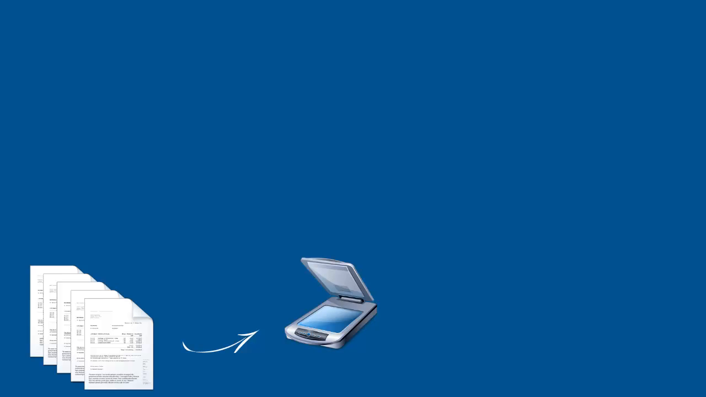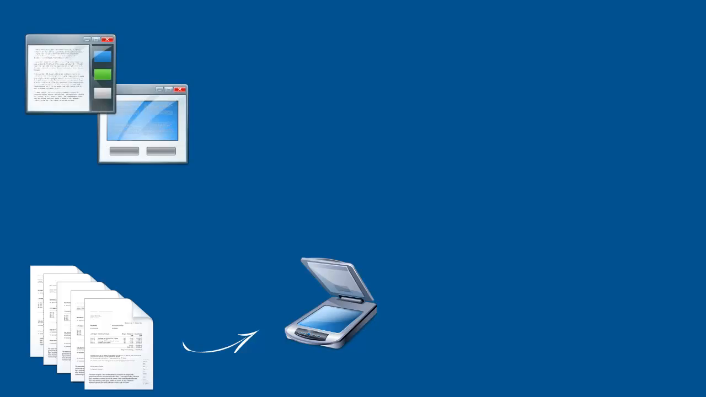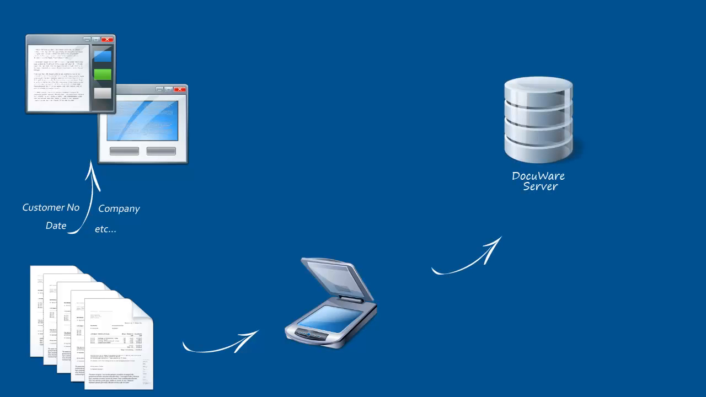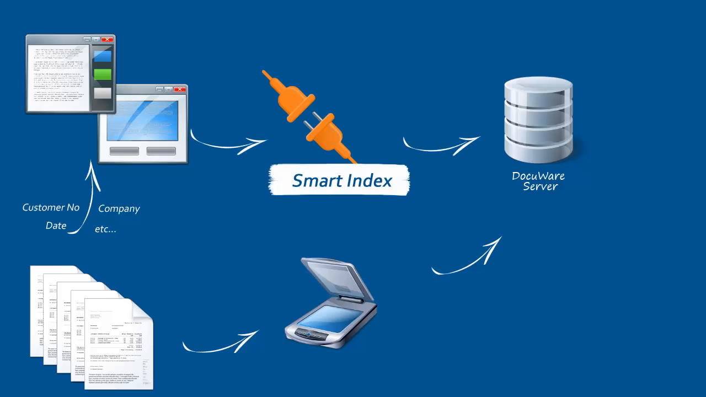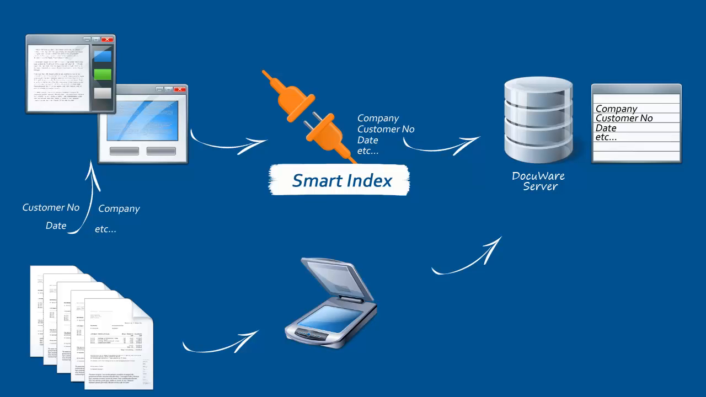If you routinely register your paper documents in a program, for example, invoices in the accounting system, you can continue to store them in DocuWare with one simultaneous click on Smart Index. Smart Index automatically retrieves from your program the index words necessary for systematic storage.